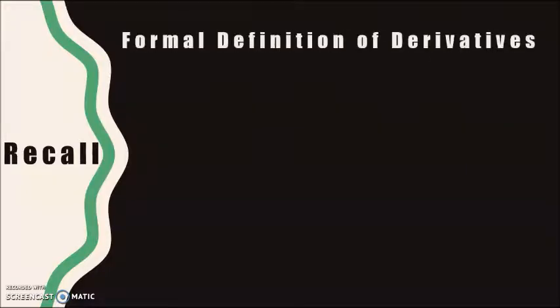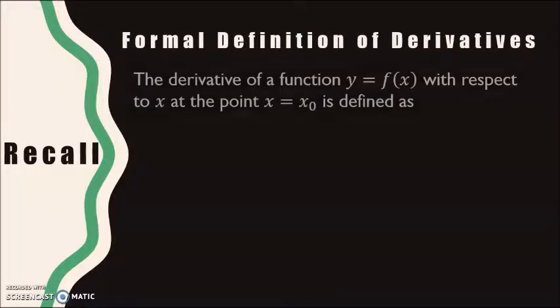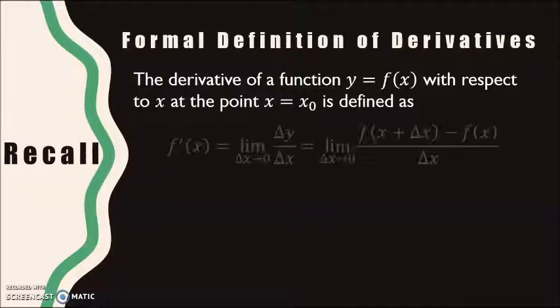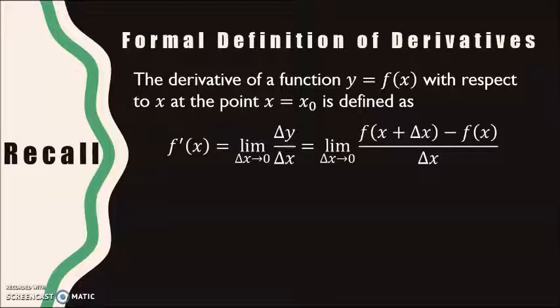So it was about the formal definition of derivatives, wherein the derivative of a function y equals f of x with respect to x at the point x equals x sub 0 is defined as f prime of x equals the limit of delta y over delta x as delta x approaches 0, or the limit of f of x plus delta x minus f of x over delta x as delta x approaches 0, provided the limit exists.